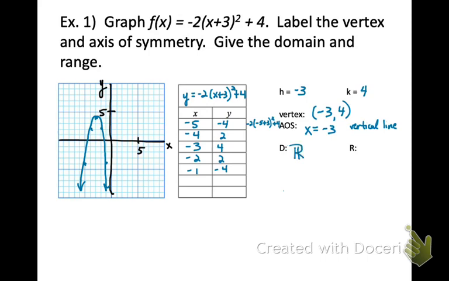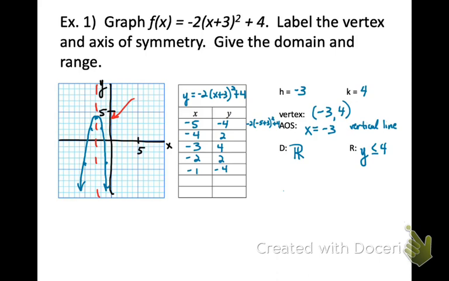Our domain will be all real numbers, and our range, since our graph is opening down, will be y values that are less than or equal to 4, the y value of the vertex. Now let's sketch in the axis of symmetry. You want to draw that as a broken line because it's not a definite line graphed from an equation, so you don't make it solid.